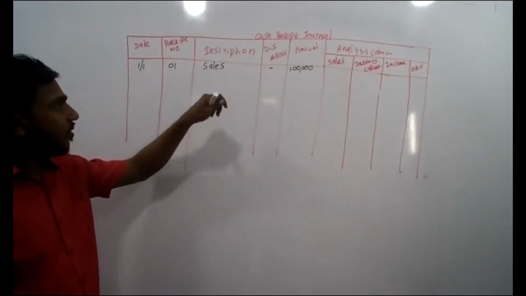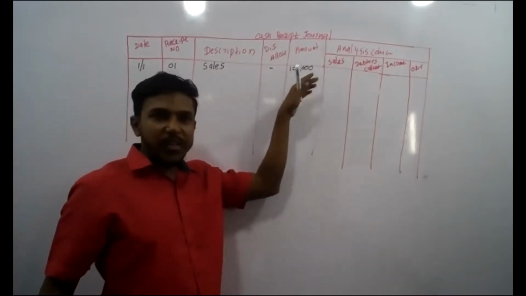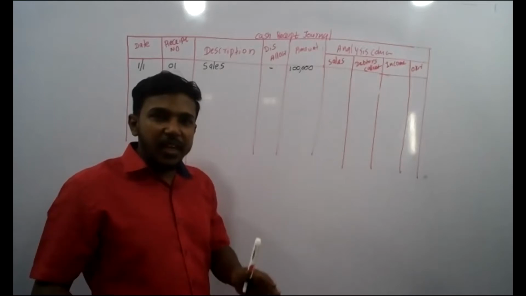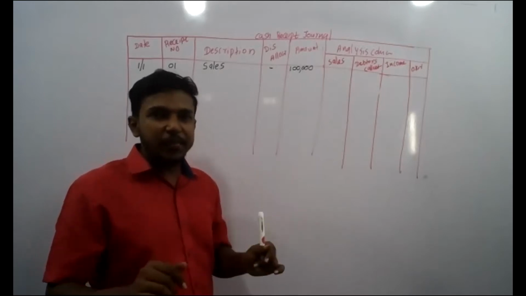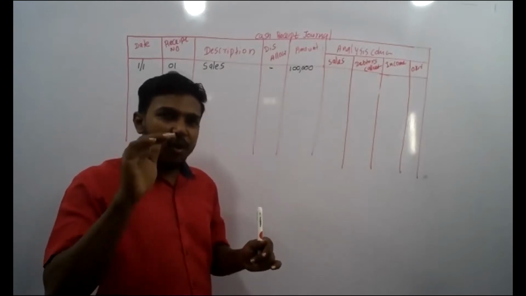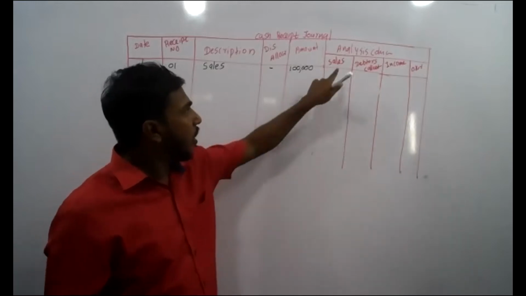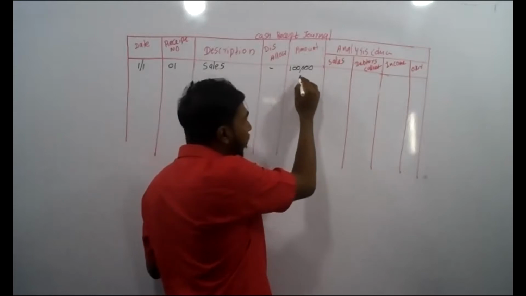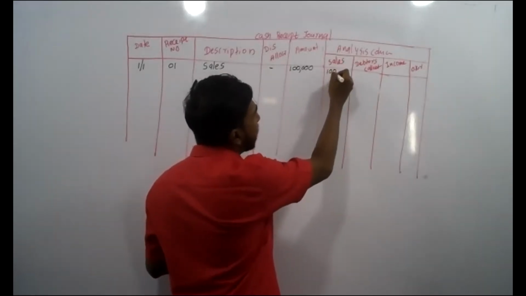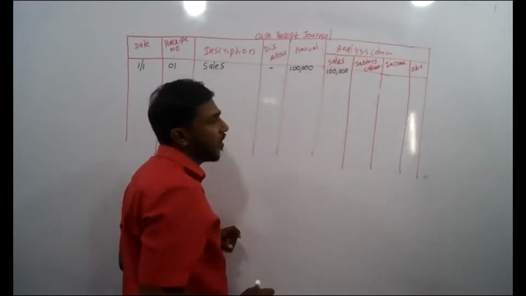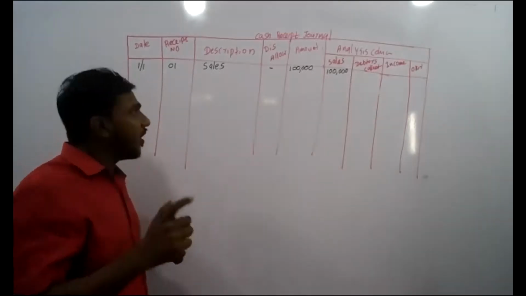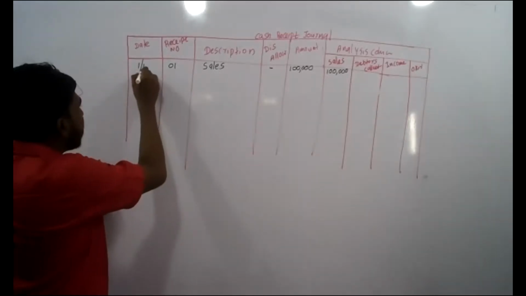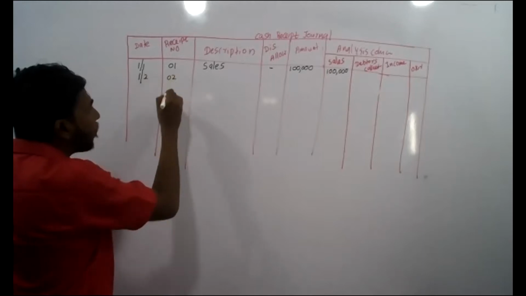We will say sales, then the amount is 100,000. Then you are supposed to select the analysis column. If you receive the cash from sales, the amount should come under the sales column. Clear? Then we will say on January 2nd, receipt number is 2.